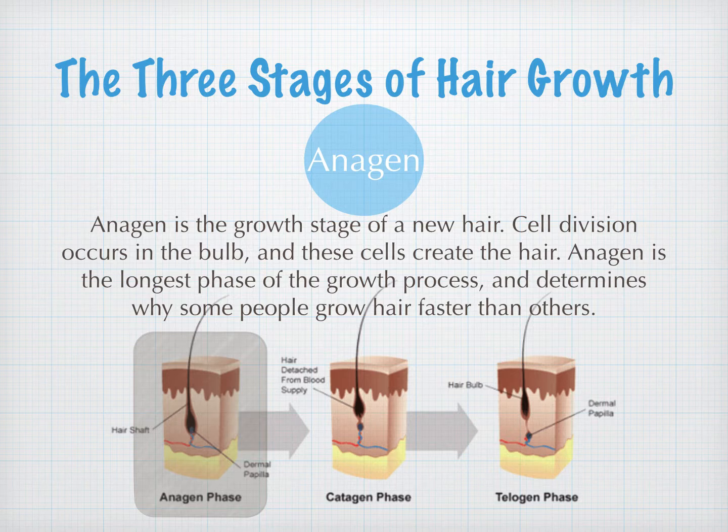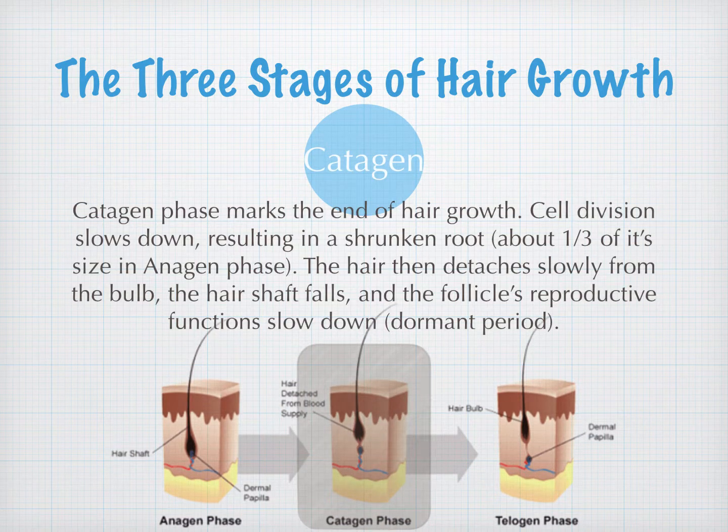Once the hair shaft has reached its maximum length, it enters catagen phase. Cell division slows down, which results in the root shrinking in size by about a third of the size it was during anagen phase. The hair then detaches slowly from the bulb, the hair shaft falls, and the follicle enters a dormant period.